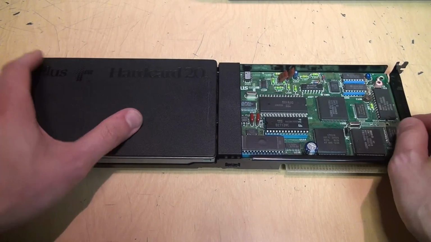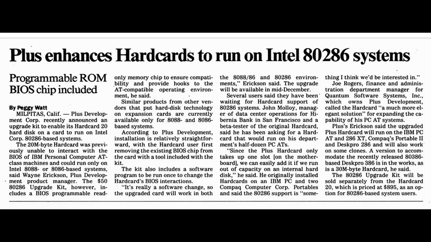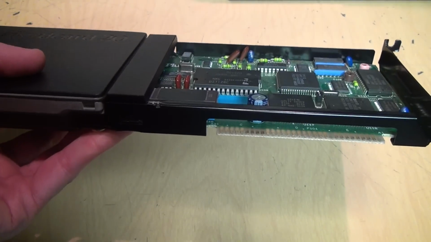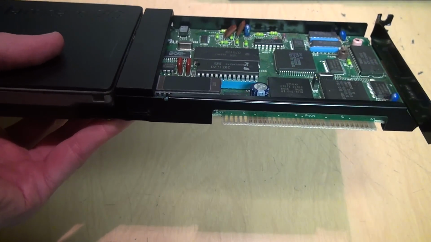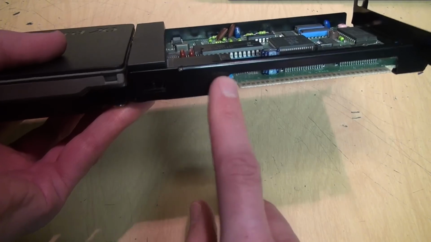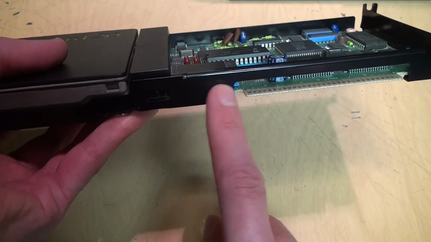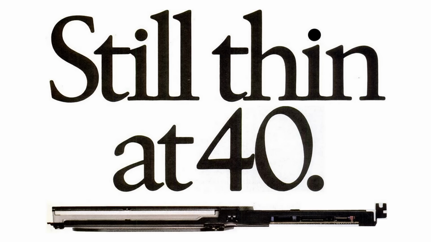And as for using the hard card 20 in a 286 or higher machine, it is possible if you have the BIOS upgrade that they made available in December 1986. But in addition to that BIOS upgrade, you would also need a motherboard with an 8-bit ISA slot, because you may have noticed that this metal frame physically blocks it from being installed into a 16-bit slot. In 1987, Plus Development Corporation introduced a 40 megabyte hard card.